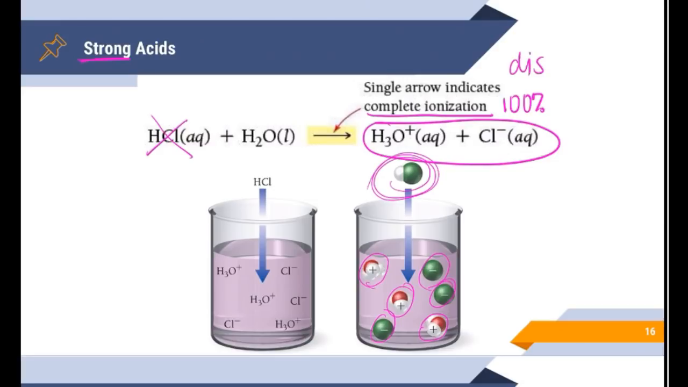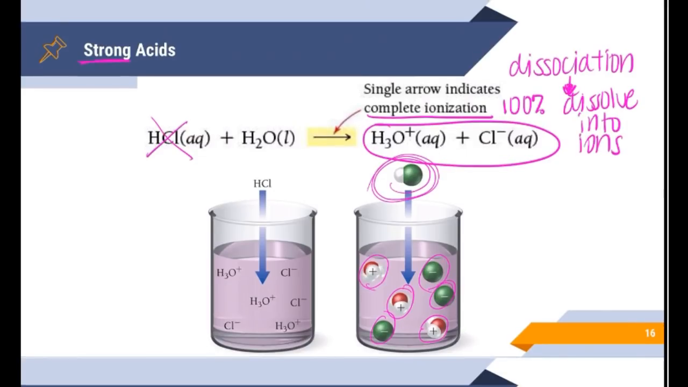So we use this word dissociation, meaning dissolve into ions. 100% dissociation for strong acids. They're so good at being acids, they will never go back. They will never accept a proton. They will only ever donate, and they will donate all of them.